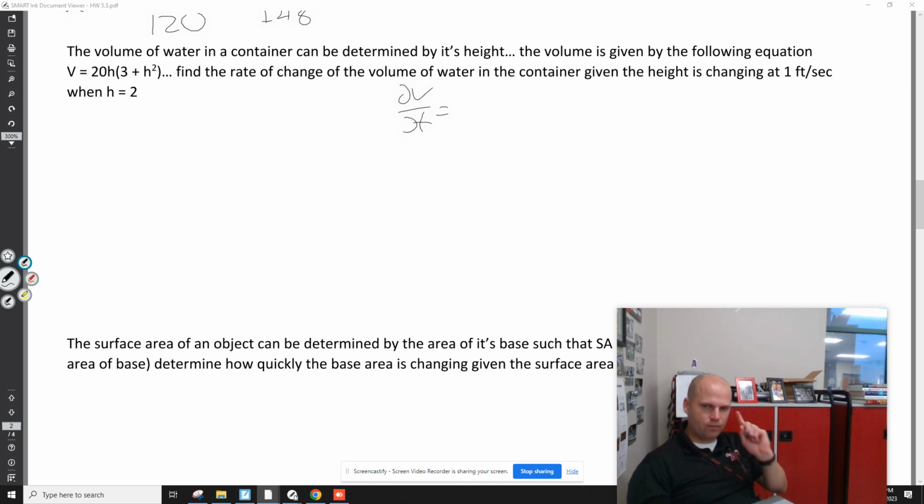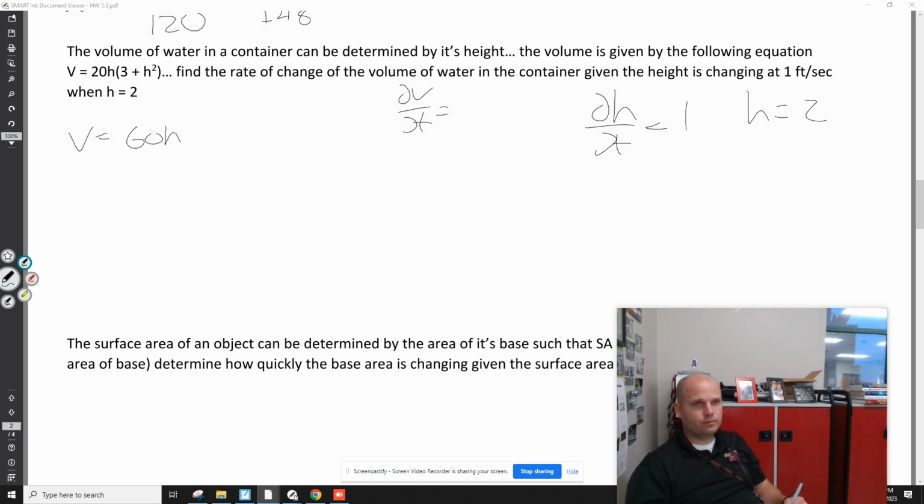Rates of change are slopes, are derivatives, okay? Calculus is the math of change. Derivatives are how quickly things are changing. Increasing, decreasing. We've talked about this. Height is changing 1 foot per second. Height is 2. Okay. I'm probably going to distribute this just because I don't want to use a product rule when I don't have to. I'm going to take the derivative of this. Don't forget you need a derivative.